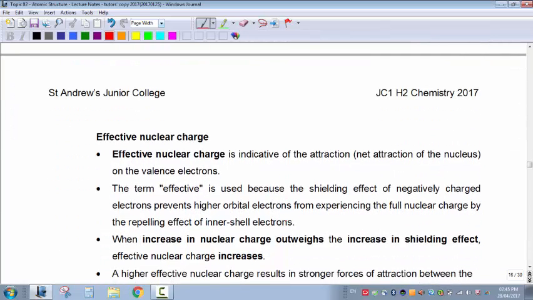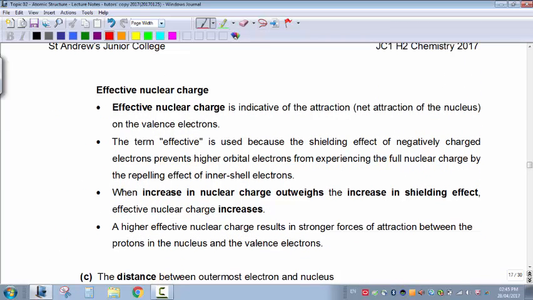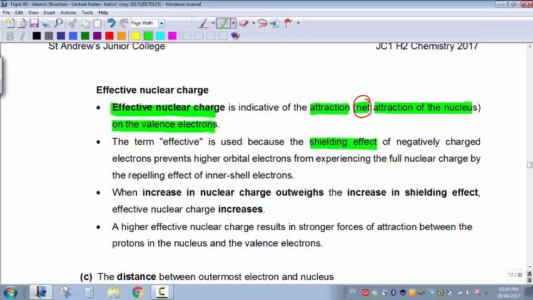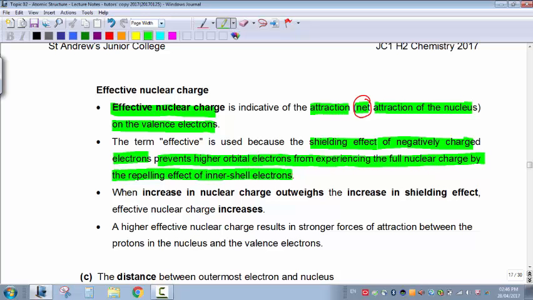Next, effective nuclear charge. What is effective nuclear charge? It's the indicative of the attraction, more specifically, the net attraction of the nucleus on the valence electron. This is because of the shielding effect of the negatively charged electrons, preventing the higher orbital electron from experiencing the full nuclear charge by the repelling effect of the inner shell electrons.